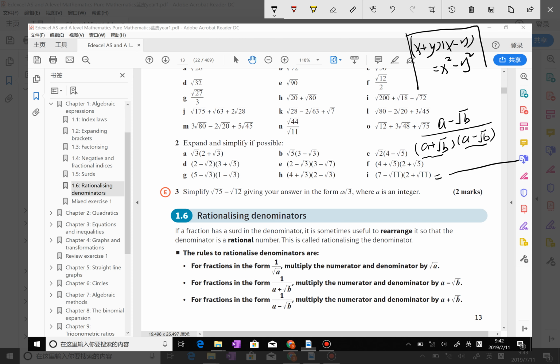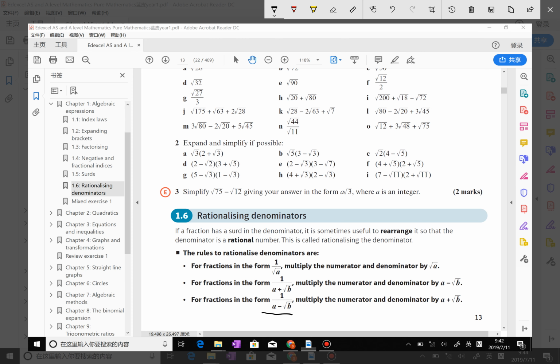This is what we learned from 1.2 or 1.3, I can't remember exactly. Okay, so this is a squared minus square root b squared, right? So in the numerator it is a minus square root b, and the denominator is a squared minus b. So the denominator is a rational number. Okay, we make it a rational number.